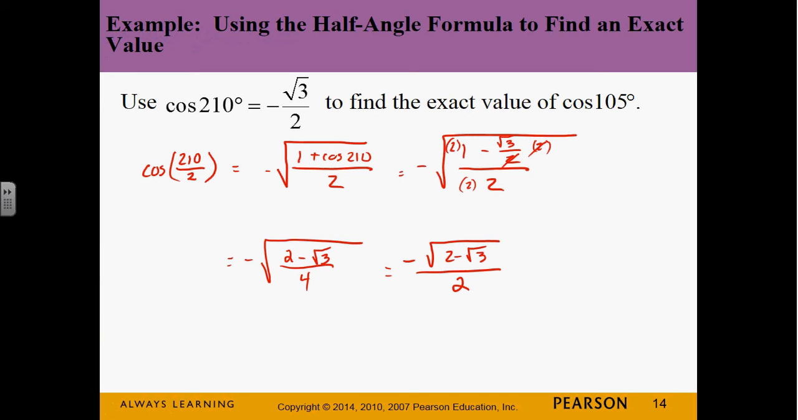Does that make sense, that I can use this formula as long as I can rewrite my angle as a bigger angle divided by 2? That's how I know I can use a half angle formula: that I can rewrite it as some angle divided by 2, and it's that bigger angle that goes into the formula. Okay? Yes, Zach.